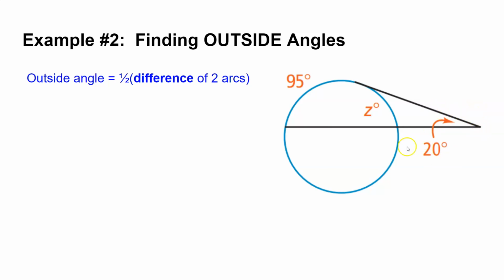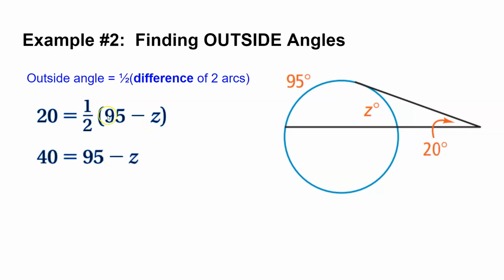But what do we know? We know the outside angle is 20. So we can fill in our outside angle. So 20 equals 1/2 (95 - z), the part we don't know. If we multiply both sides by 2 to cancel out that 1/2, we've got 40 equals 95 minus z. Subtract 95, and we get z equals 55.